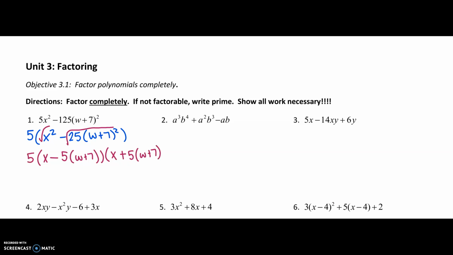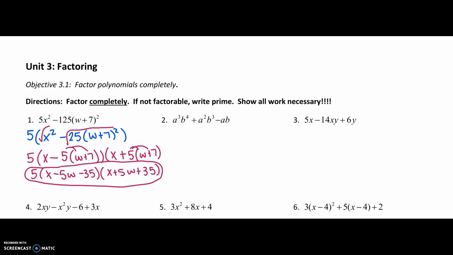And then to finish it off, you need to distribute and simplify inside the parentheses. So if I distribute, I end up with x minus 5, w minus 35. And on this one, I end up with x plus 5, w plus 35. And again, don't forget your GCF in the beginning. So your prime factors for this problem are as you see right there.